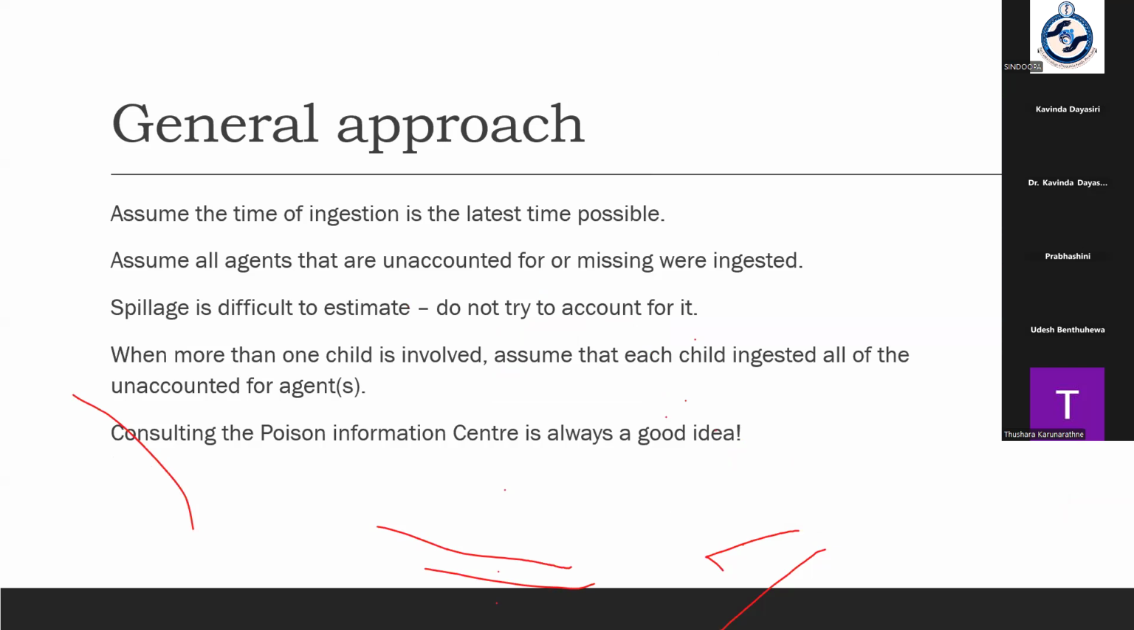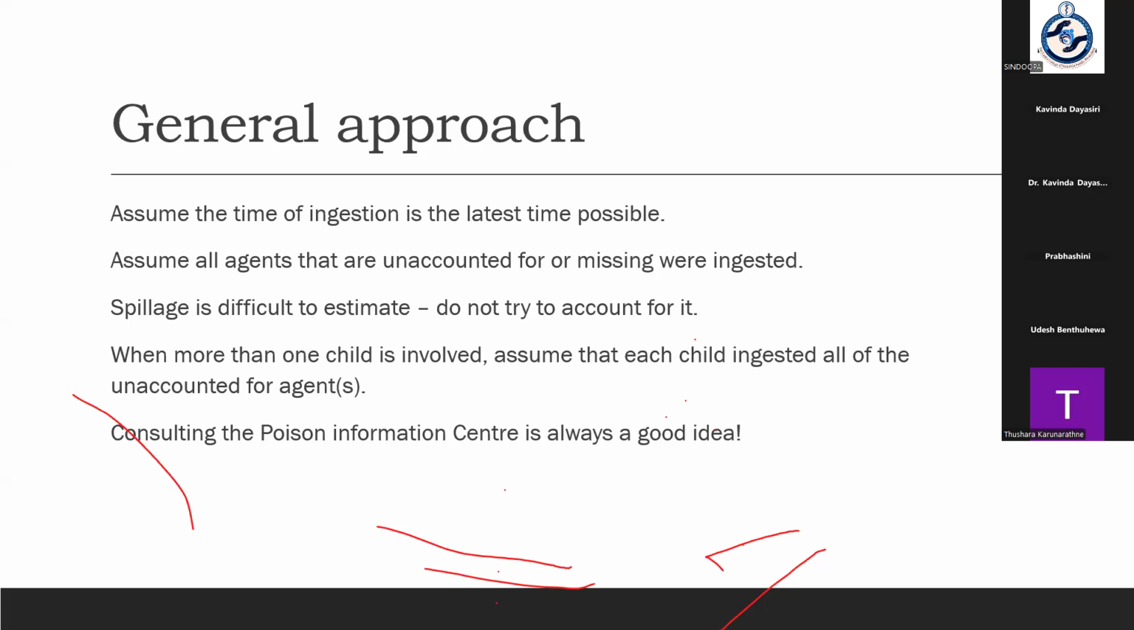So, the general approach to managing any child with poisoning: we have to assume the time of ingestion as the latest time possible, so that you have a good opportunity to give decontamination. That's the importance of thinking in this way. If it's 4 hours early, then there's limited place for activated charcoal. But if the parents are not sure about the time of ingestion, the good thinking would be to give decontamination, because there's a chance that activated charcoal may be effective when the indications are present, unless contraindications are present.